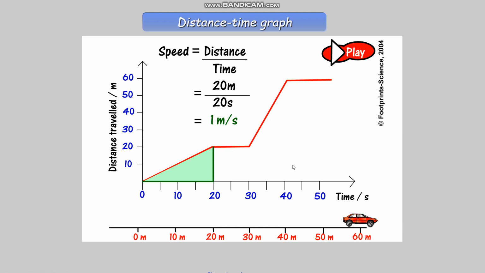What about this section here? Okay, well this time we'd adopt the same approach. We'd turn this into a little triangle and we'd use the same equation, speed equals distance divided by time. So let's have a look what that looks like.